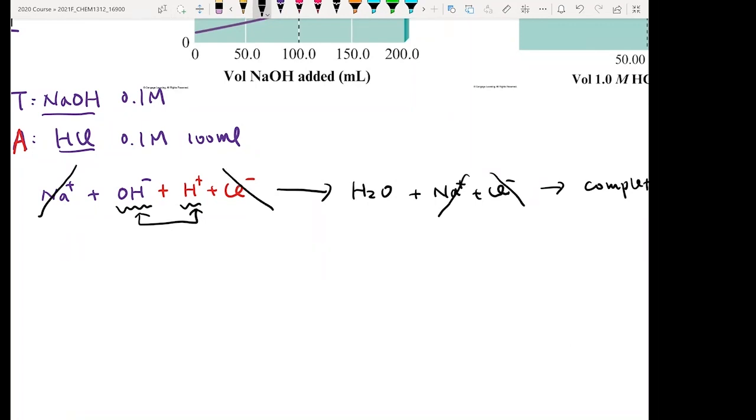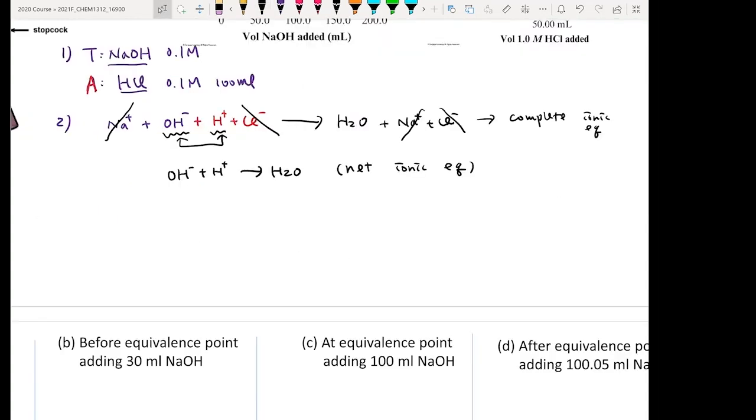Chloride is the same. So what actually matters and contributes is OH minus plus H plus, that gives you H2O. That is the so-called net ionic equation. The third step is to calculate the equivalence point, the VEP.